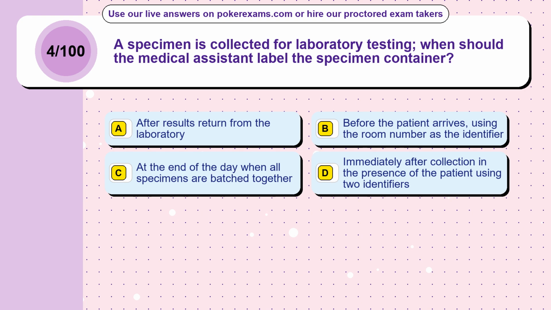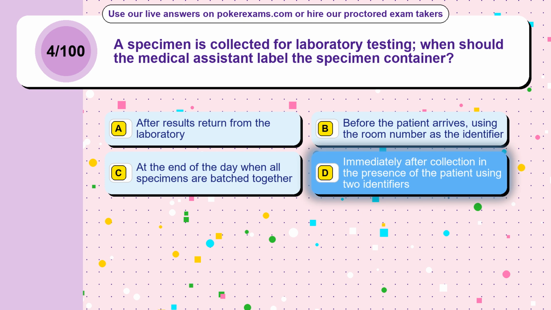Question 4. A specimen is collected for laboratory testing. When should the medical assistant label the specimen container? Option A. After results return from the laboratory. Option B. Before the patient arrives, using the room number as the identifier. Option C. At the end of the day when all specimens are batched together. Option D. Immediately after collection in the presence of the patient using 2 identifiers.